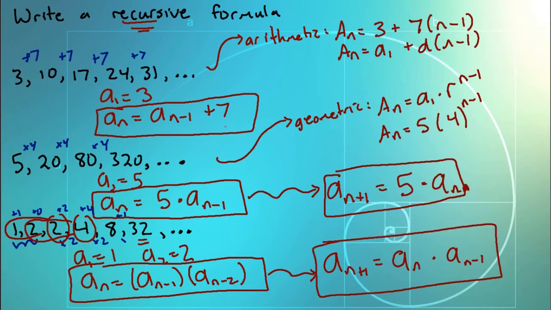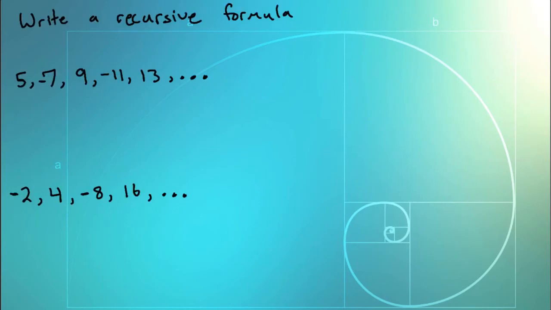Okay, so let's continue on. That's the trick, is writing these formulas, and it can be a struggle sometimes. So write a recursive formula here. I'm going to try to find a pattern up here. If I add these two, I don't get 9. If I multiply them, I don't get 9. But if I add 2, 5 plus 2 is 7, 7 plus 2 is 9, 9 plus 2 is 11, and 11 plus 2 is 13. So it's almost arithmetic, but notice I have a negative going on here.